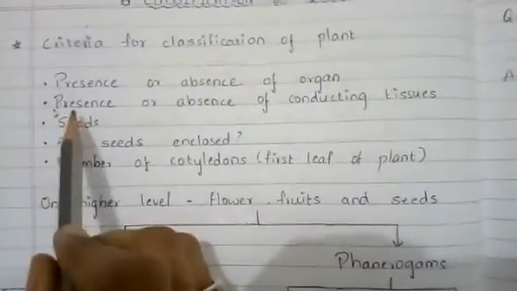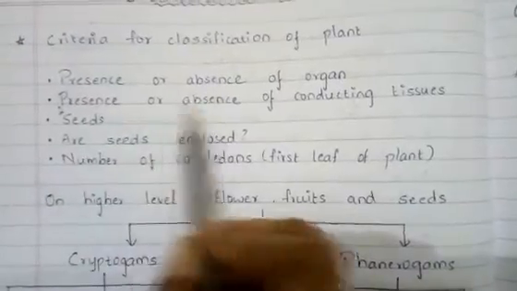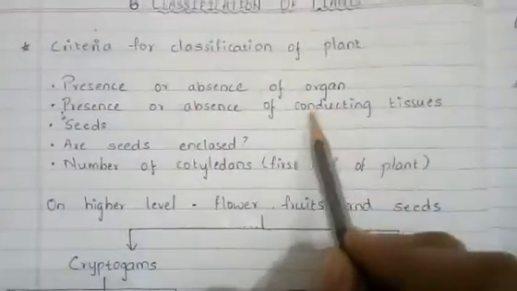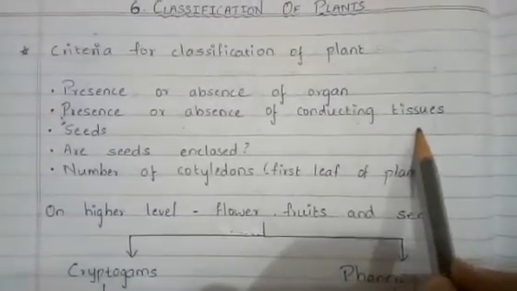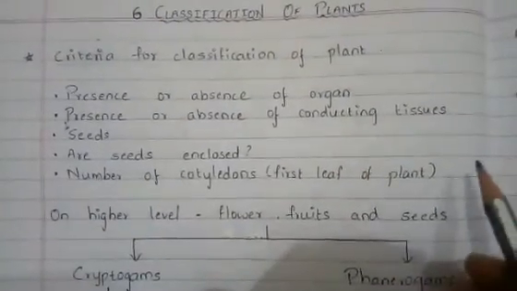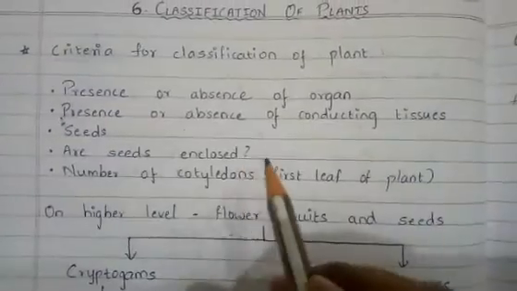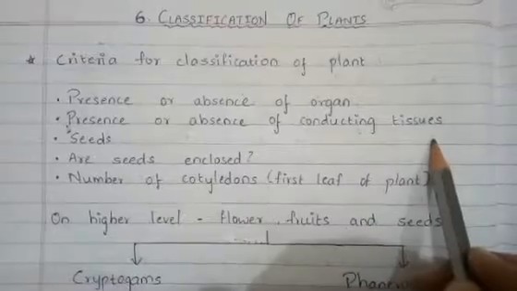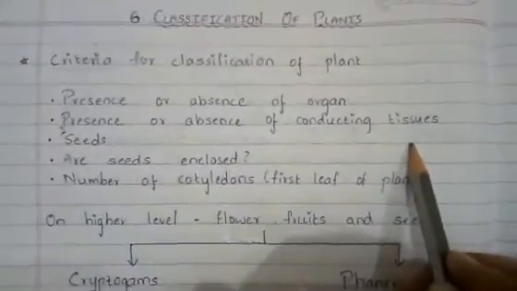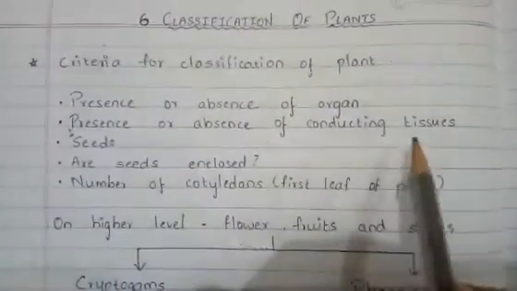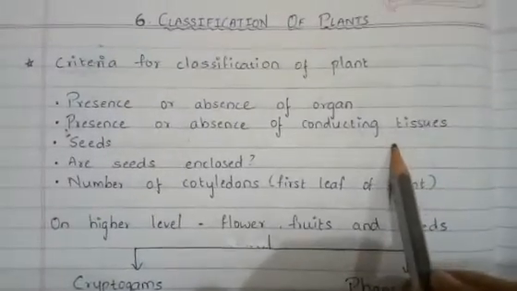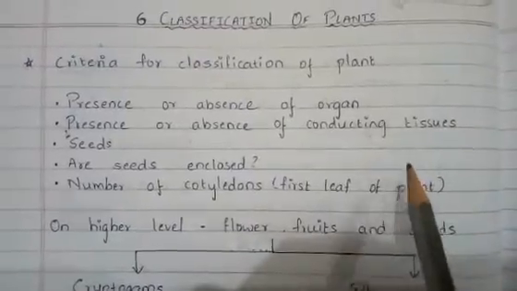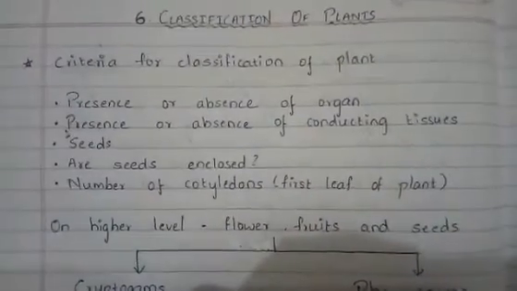Now the next criterion is presence or absence of conducting tissues. Now what are conducting tissues? Conducting tissues are the tissues which carry water or food from the roots to all the parts of the plant. These are called conducting tissues. Examples of conducting tissues are xylem and phloem. So if the plants have xylem and phloem, or they do not have xylem and phloem, on the basis of that also they are kept in one group or the other group.